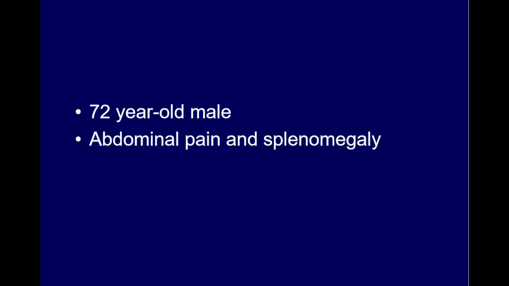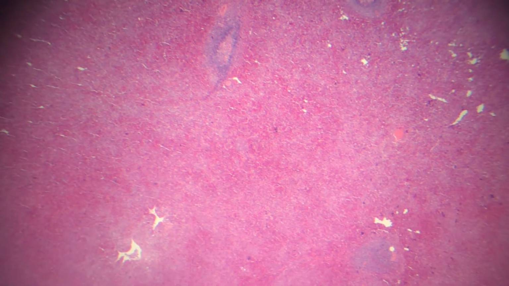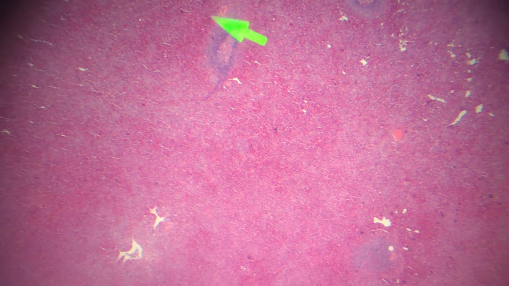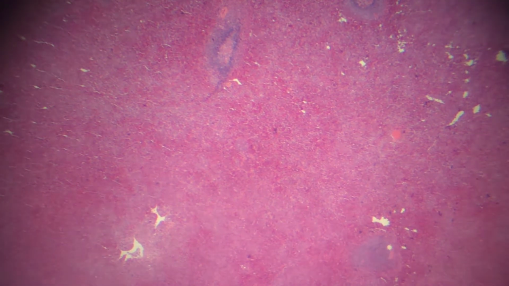This is a case of a 72-year-old male. He had abdominal pain and massive splenomegaly. The spleen was removed, and this is the architecture of the spleen. You can see on low power that there's still white pulp in the spleen, but the red pulp is enlarged and infiltrated by a cellular infiltrate.